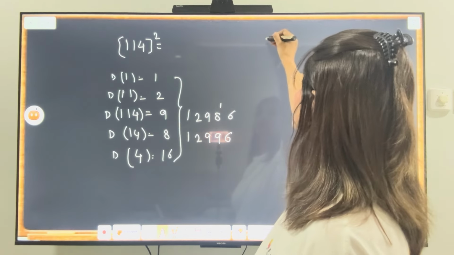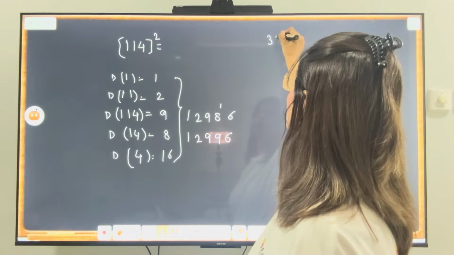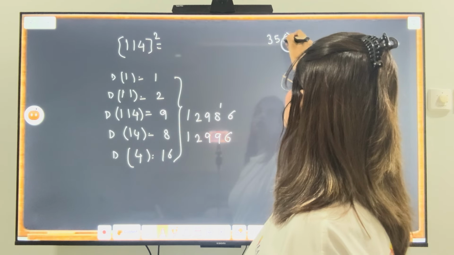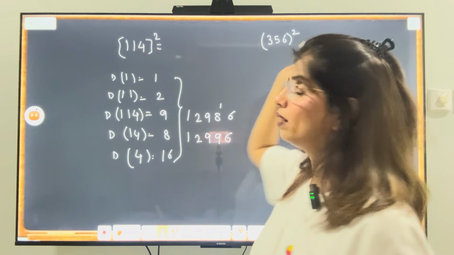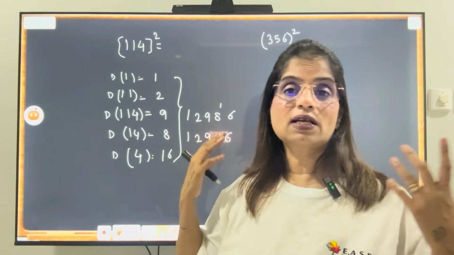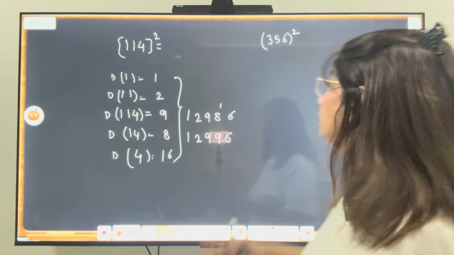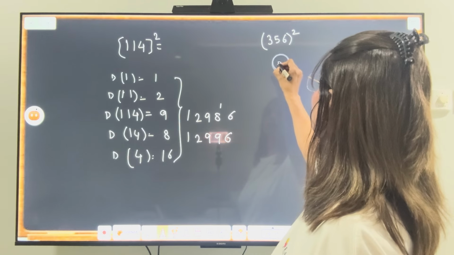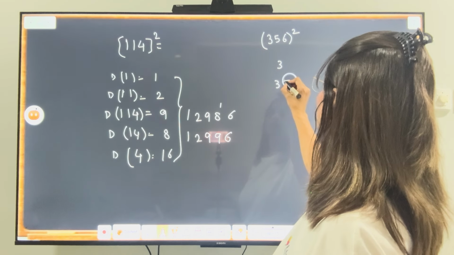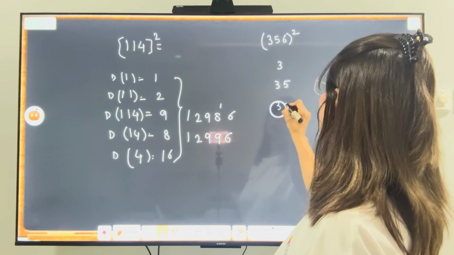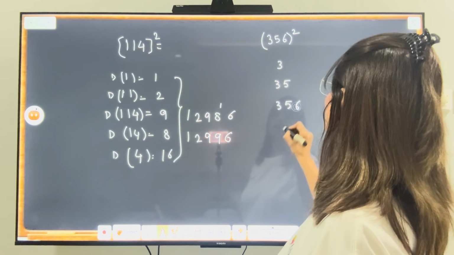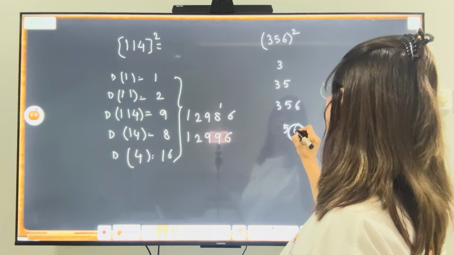Okay. All right. Let's take another question. Let us take 356 square. Any number. I have no clue which number is coming to my mind. I'm just randomly taking any number. So then you know what? 3, then 35, then 356, then only 56, and then 6.